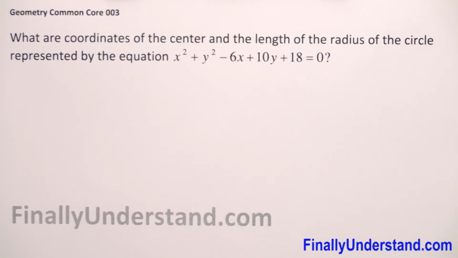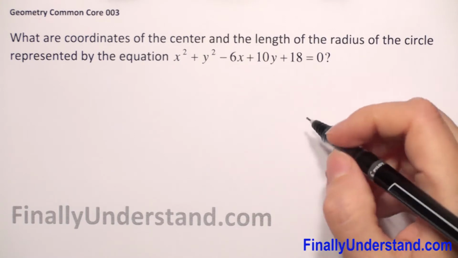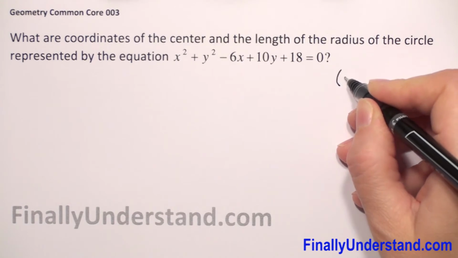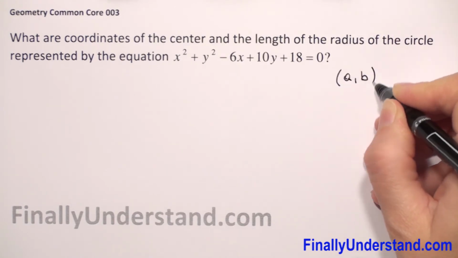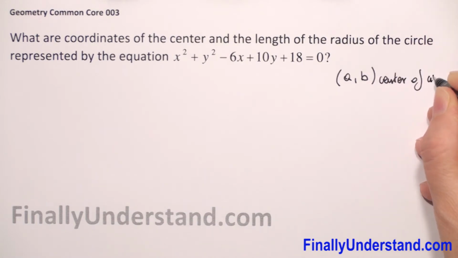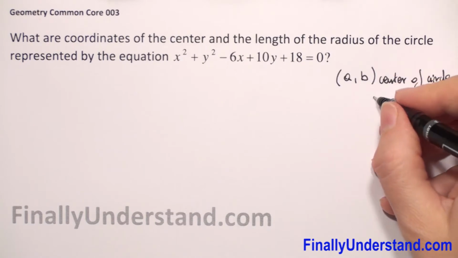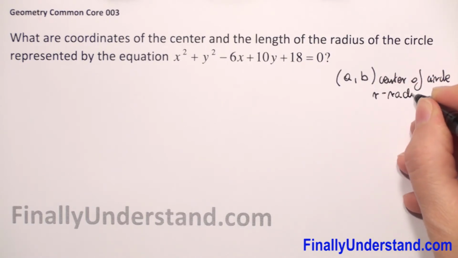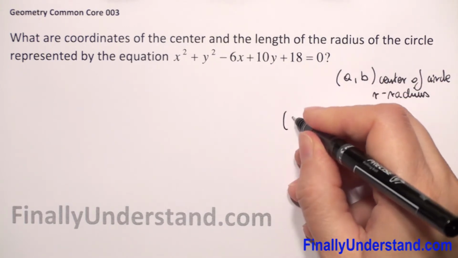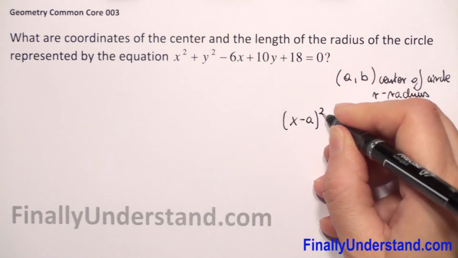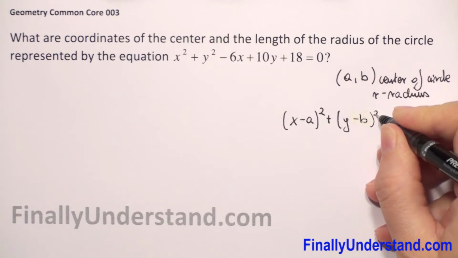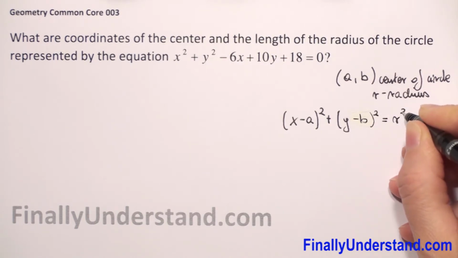So first let me remind you the general form of a circle. When we have center coordinates (a, b), this is the center of the circle, and r is the radius. Then the general form of a circle is (x minus a) to the second power plus (y minus b) to the second power equals r squared.